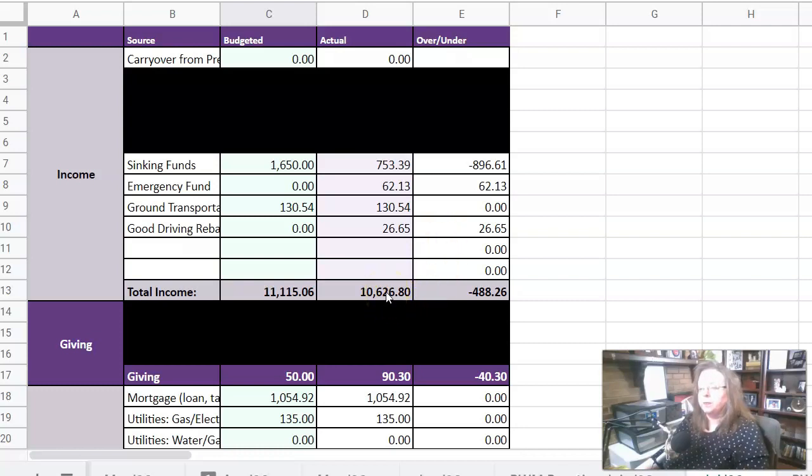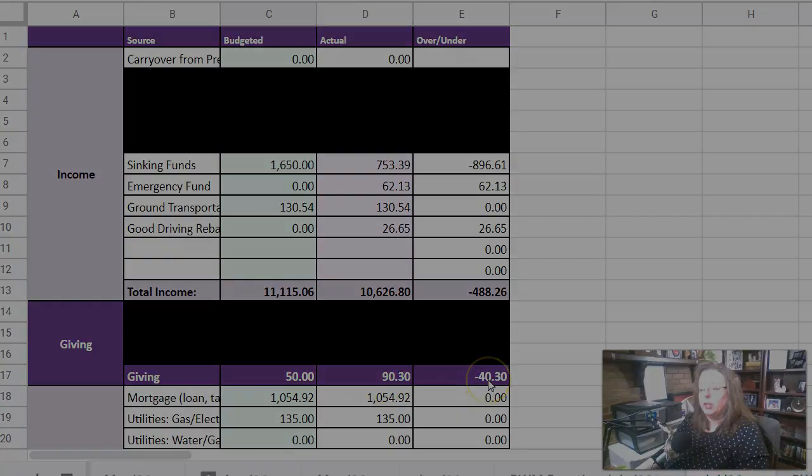Moving on to giving, we have $90 is what we ended up spending, which was 40 over budget.